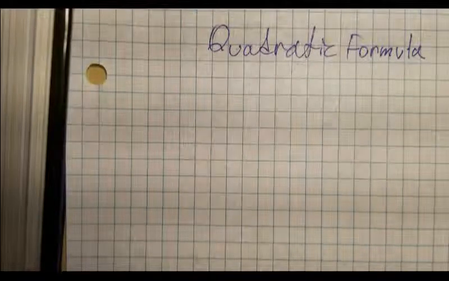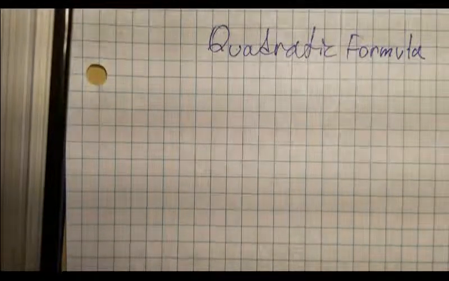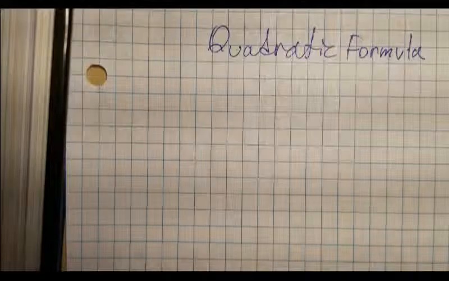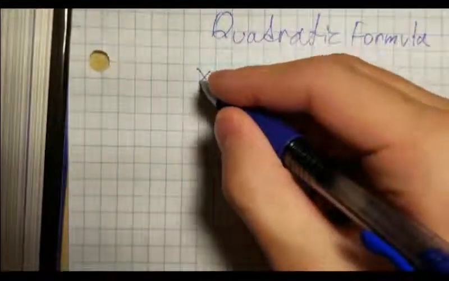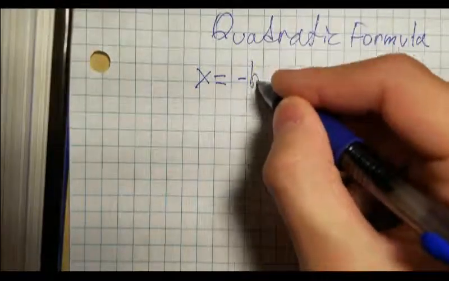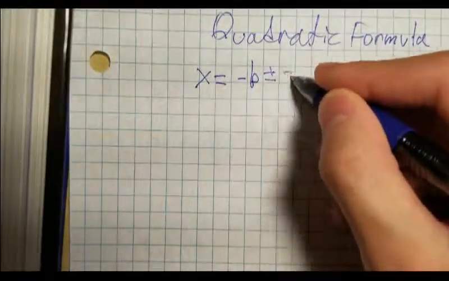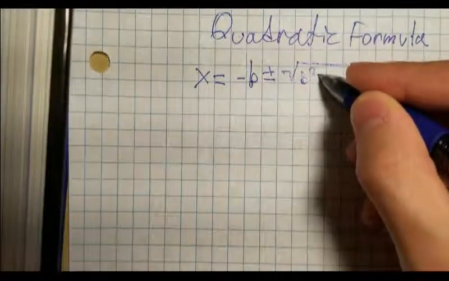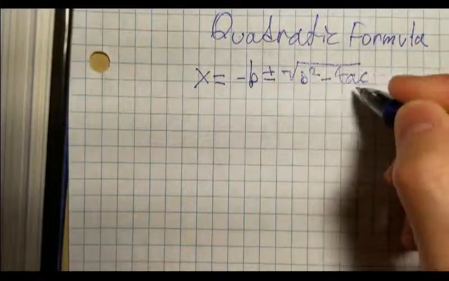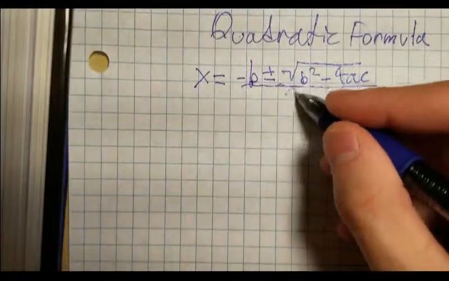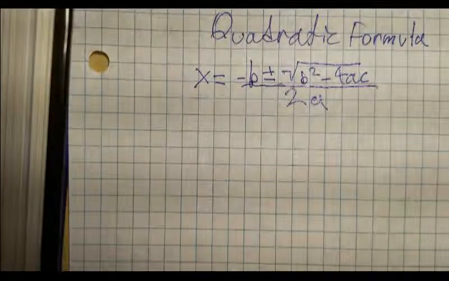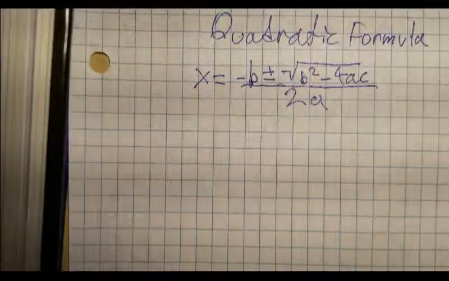Hello, class. Today we shall derive the quadratic formula. So if you remember, the quadratic formula is x equals negative b plus or minus square root of b squared minus 4ac, all divided by 2a. So, how do we get there?